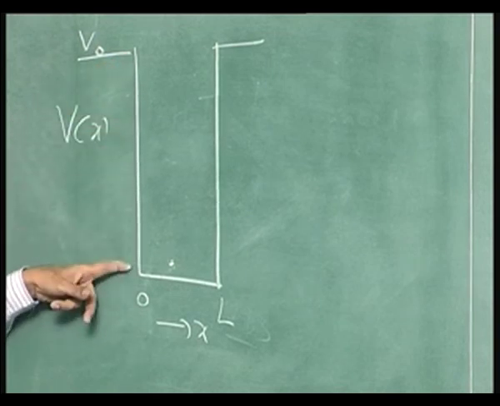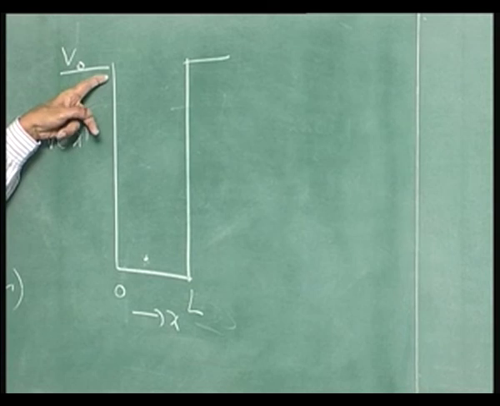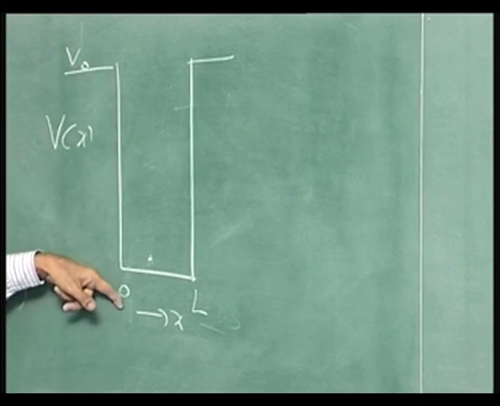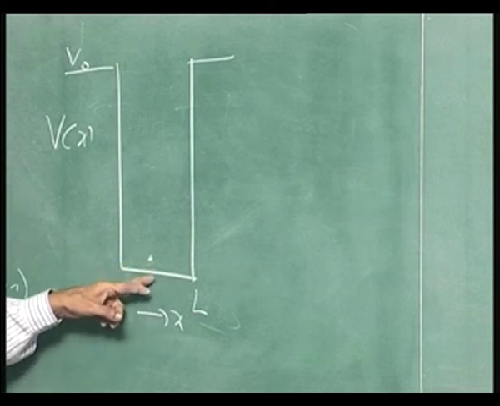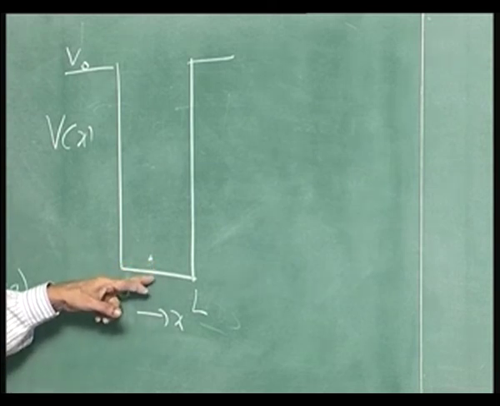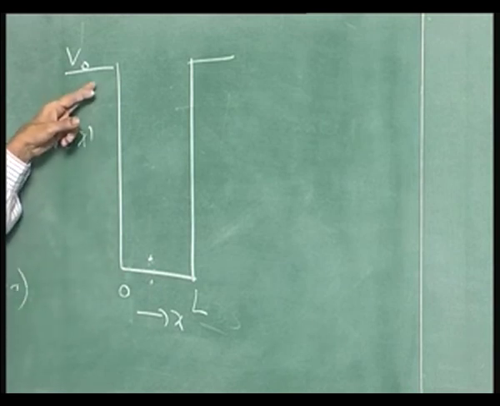That is the height of the potential well, or that is the depth of the potential well, V naught. So, an electron present here sees a potential equal to 0. Here the potential is equal to V naught. The simplest solution that you can get is when V naught is infinite.